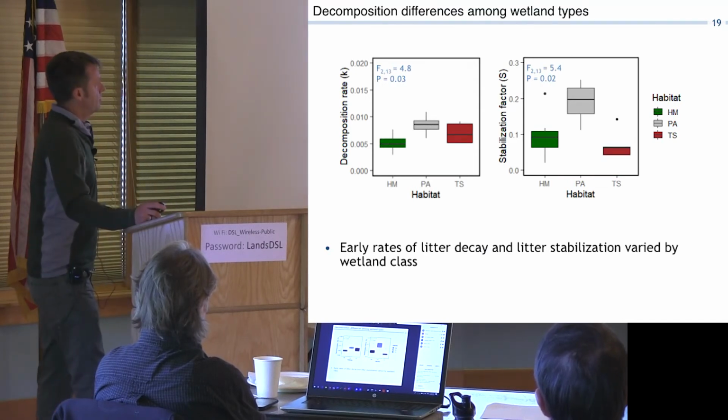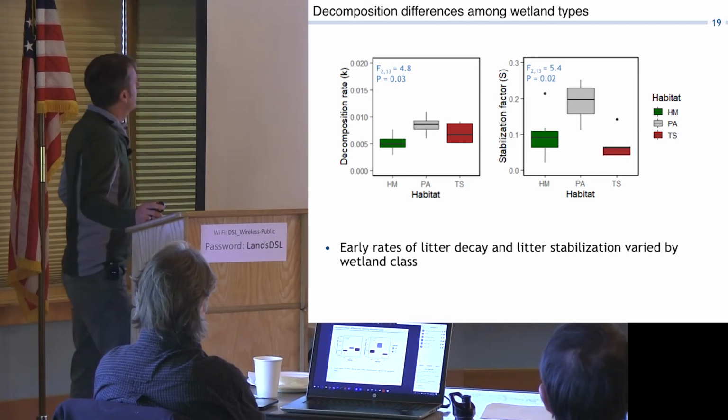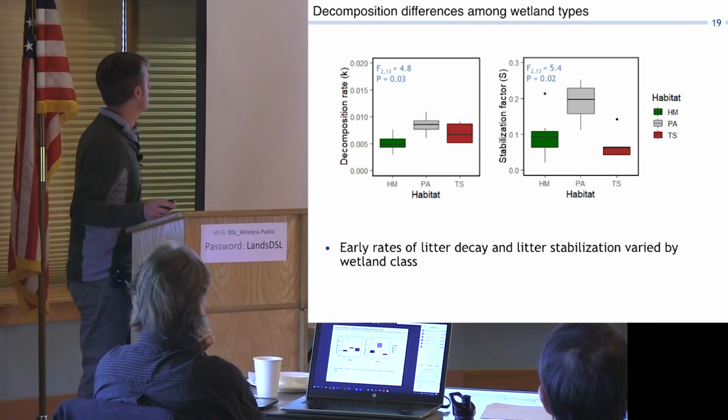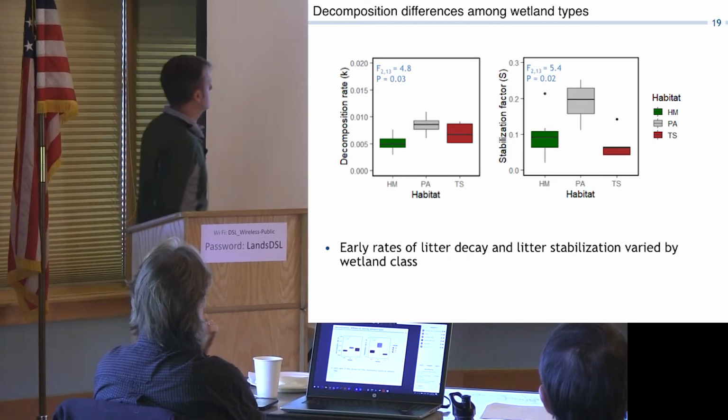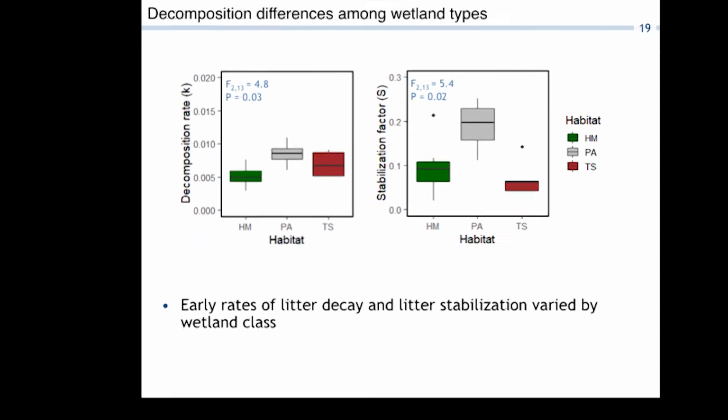So the first figures I'll show you here are the differences in the decomposition rate K and the stabilization factor S, which you get from the green tea, among our habitat types. In both cases, we found significant differences between high marshes, pastures, and tidal swamps. Pastures, interestingly enough, had the highest decay rates, higher than high marsh, but they also had the highest stabilization factor. So the organic matter in the pastures is decaying very rapidly, but the characteristics of those sediments are actually preserving a higher fraction over the long term.